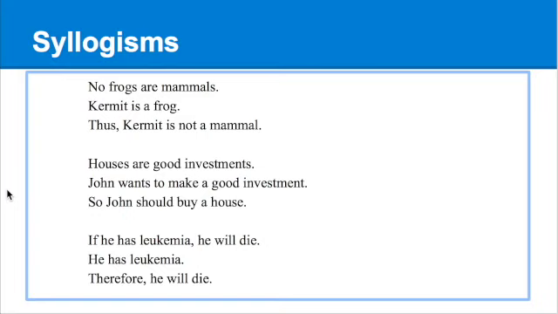No frogs are mammals. Kermit is a frog. Therefore, Kermit is not a mammal. Okay, now that is a good syllogism. It is taking a big statement, no frogs are mammals. It's finding a specific application. Kermit is a frog. And it's connecting the two terms that are not the middle terms.